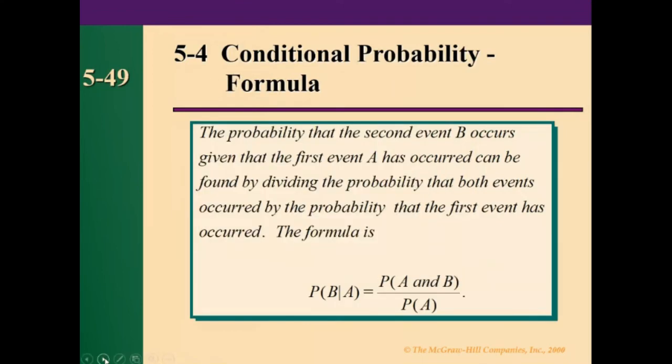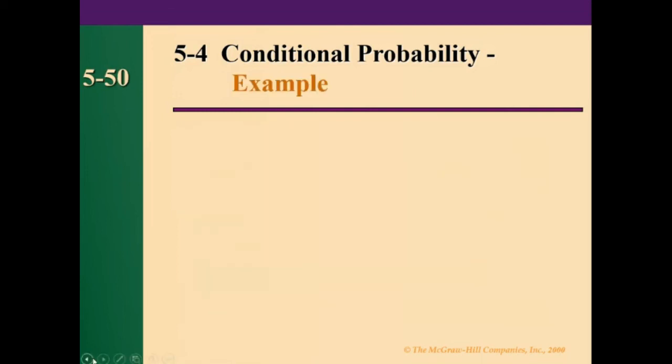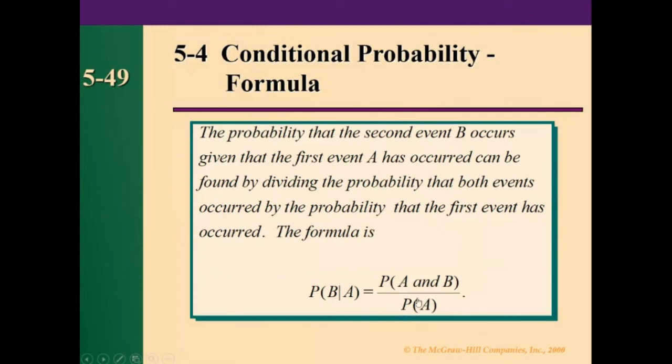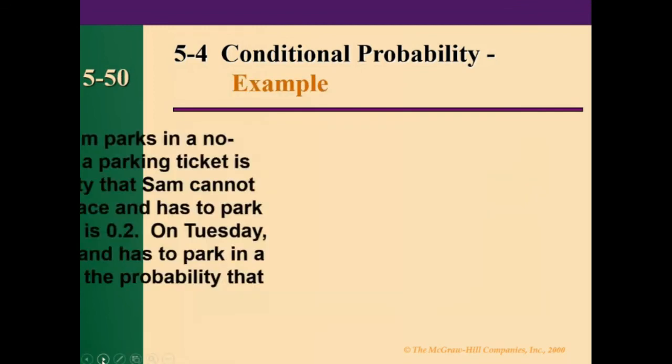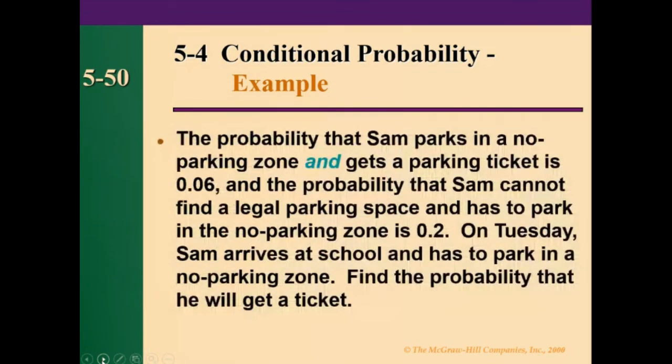The probability that the second event B occurs given that the first event A has occurred can be found by dividing the probability that both events occurred by the probability that the first event has occurred. The formula is the probability of B given A is equal to the probability of A and B over the probability of A. For example, the probability that Sam parks in a no parking zone and gets a parking ticket is 0.06, and the probability that Sam cannot find a legal parking space and has to park in the no parking zone is 0.2.